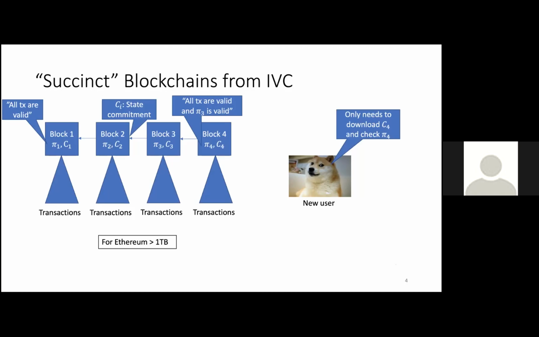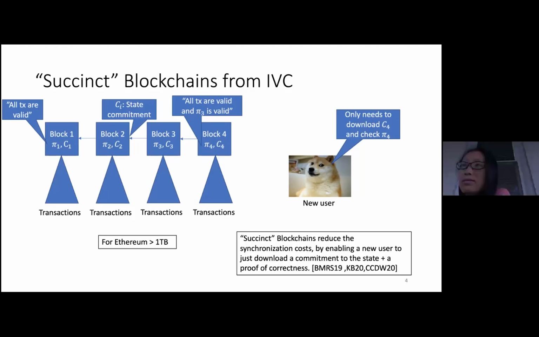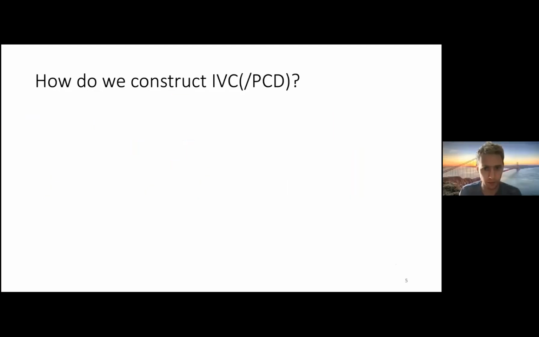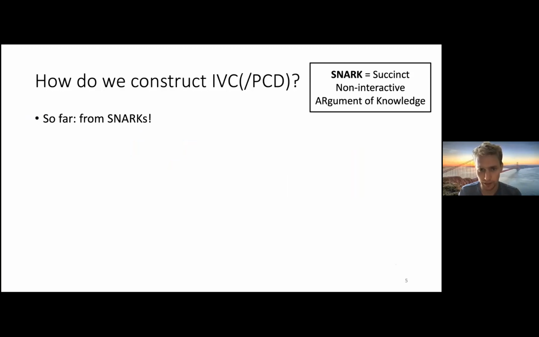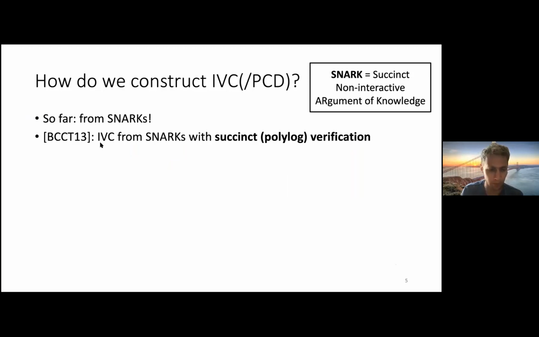Okay, any more questions? Okay, then moving on. So how do we construct IVC? I've already hinted at this, but so far, the way that we construct IVC is from SNARKs. A SNARK is a succinct non-interactive argument of knowledge. BCCT13 constructed IVC from SNARKs. By succinctness, I mean the size of the proof, to be precise, but previously we constructed IVC from SNARKs that have succinct and short verification, so constant or polylogarithmic verification.